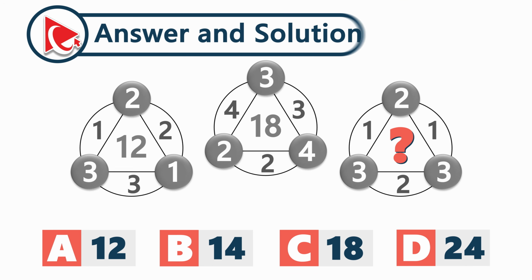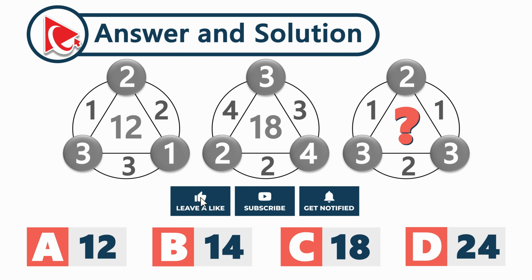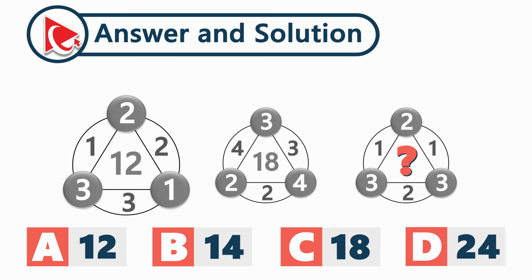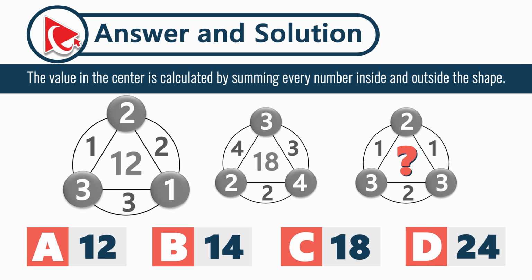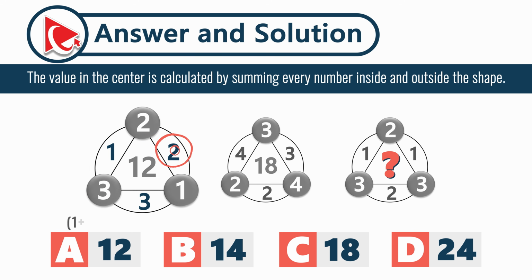The pattern here is simple, but it's hidden in plain sight for most people. But I'm pretty sure you are not one of them though. Take a close look at the first shape. The value in the center is calculated by summing every number inside and outside the shape. 1 plus 2 plus 3 plus 3 plus 2 plus 1 equals 6 plus 6 and equals 12.